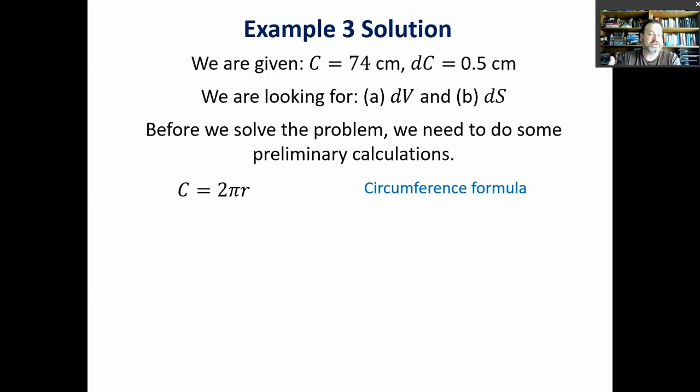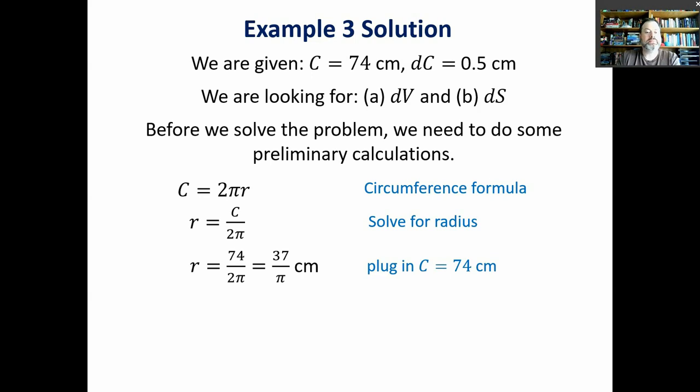First thing, need the circumference formula, because we need to find the radius. We need to plug the radius in to compute volume and surface area. So I need to solve this for the radius. Now, I know the circumference and I know the radius, right? So plug in C equals 74 centimeters, and we get 37 over pi centimeters for the radius. I'm just going to leave it like that. I don't want to have a bunch of decimals in these calculations all over the place. I think it's a lot easier to leave everything in a nice form. It might look ugly, but hopefully the pi will cancel or something like that, so we don't have to mess with it.